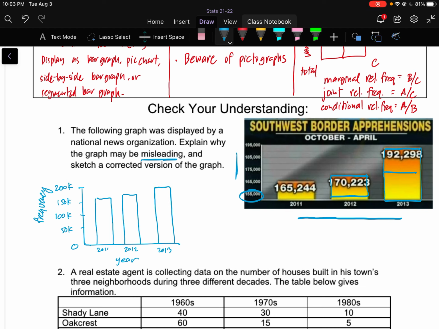So yes, border apprehensions are rising, but not as fast as this makes it seem, right? This graph makes it seem like they're increasing quite rapidly when in reality they're not changing that much.